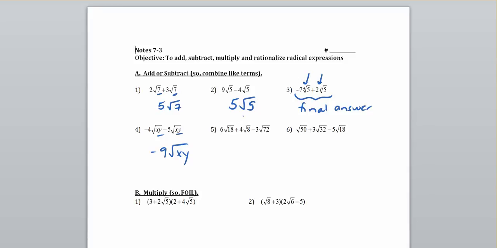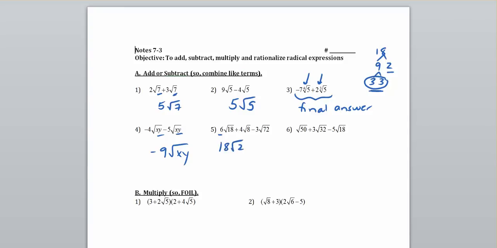So on the side over here, if I'm taking 18, I split it up: 9 times 2, which is 3 times 3 times 2. I can pull out a 3, and it's going to be 3 root 2. Now you have to be a little careful here. If I have a 6 already here and I'm pulling out a 3, I multiply those together. So 6 times 3 is 18 root, and I had a 2 left over.